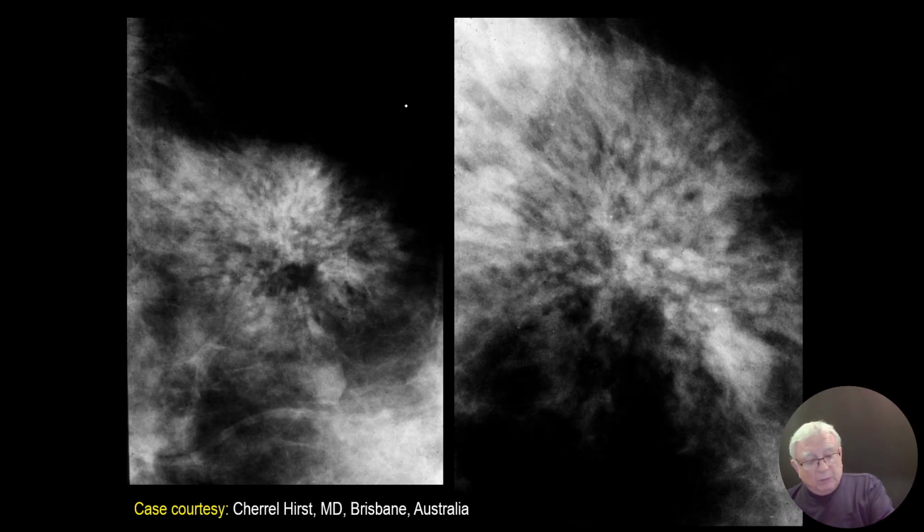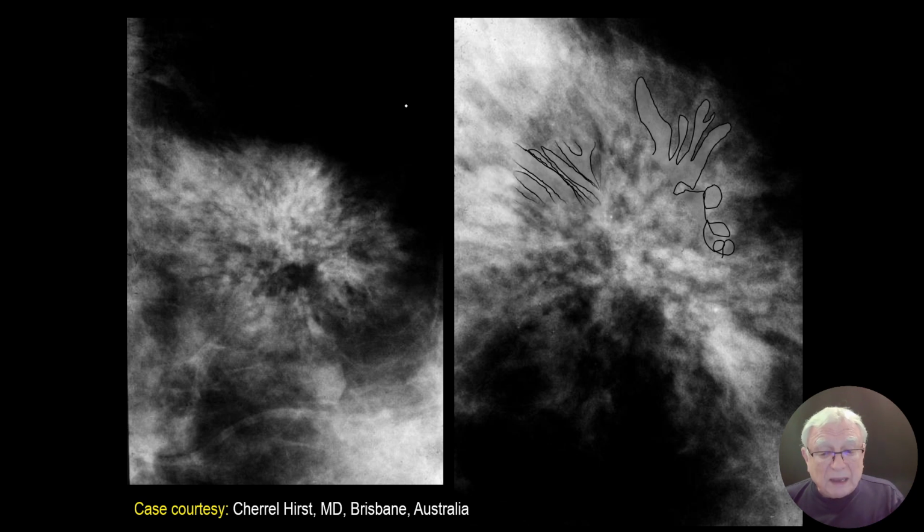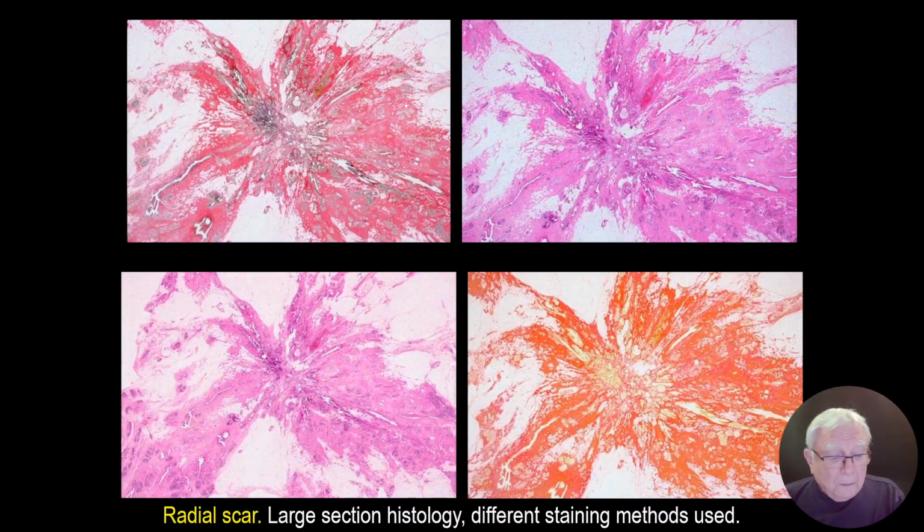I got it from Brisbane from Dr. Cheryl Hurst. One of the largest radial scars I've ever seen. Fills the whole half breast, the upper part. And dear colleagues, this is how you analyze it. This is black star. The radial scar must be examined with large section, and then you can use different staining methods. If you use the elastic staining, then you are going to see those proliferations I was talking about, sclerosing ductal hyperplasia.